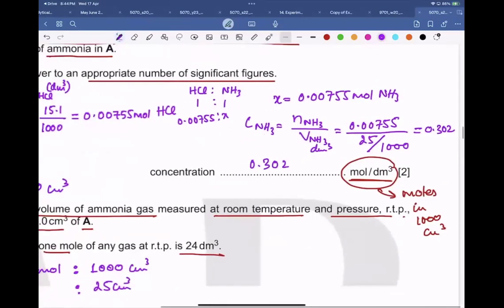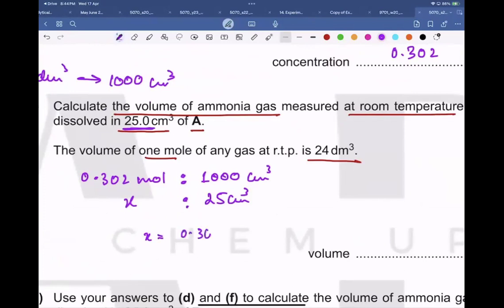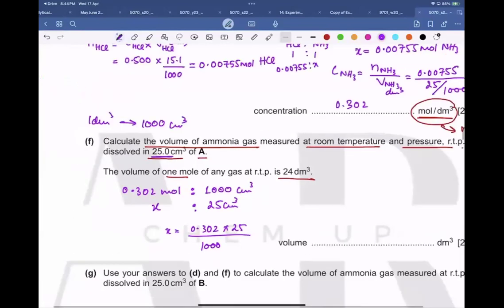Okay, so that's how I make the ratio, because they have asked you to find the moles of ammonia which is dissolved in 25 centimeter cube. So if I calculate X, X would be equal to 0.302 times 25 divided by 1000. Can anyone tell me the number of moles? Okay, so we got 0.00755. These are the moles of ammonia which are dissolved.